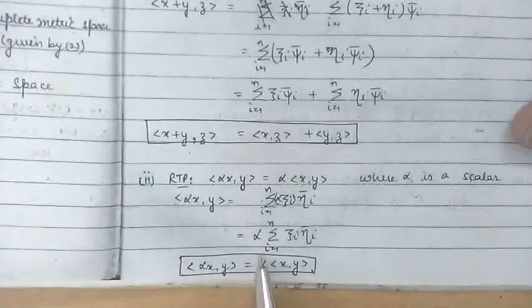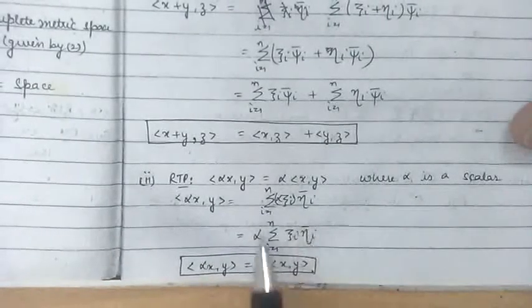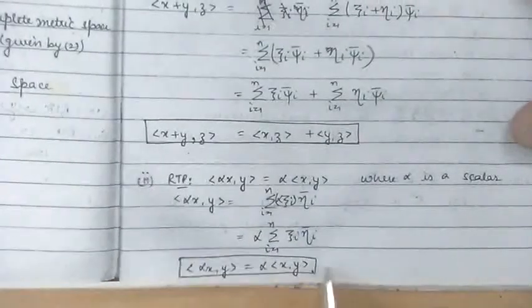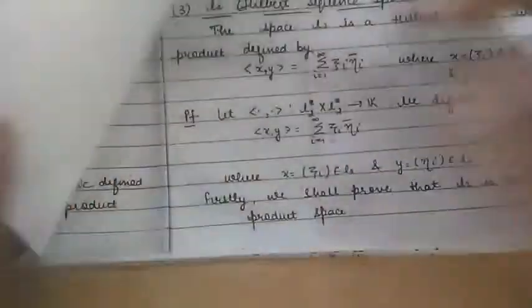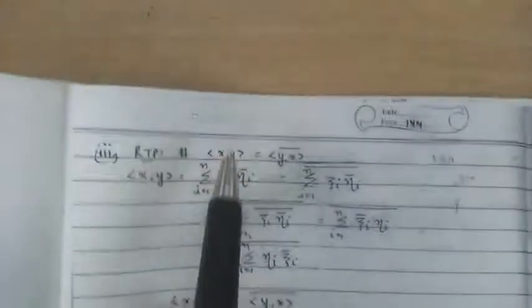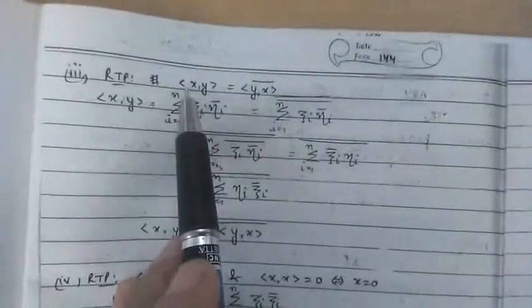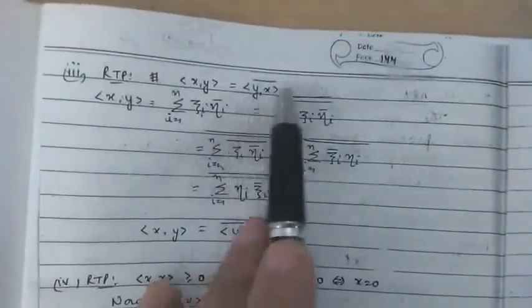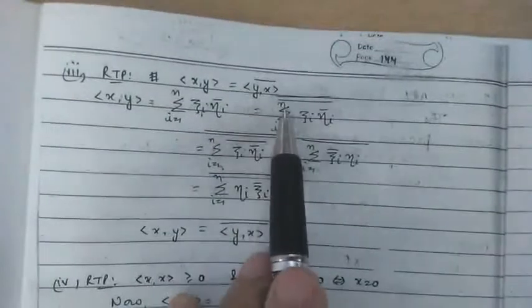Alpha can be taken outside of the summation. Inside, this will become inner product of X with Y. So we have proved the second property. Now the third property is conjugate symmetry. Inner product of X with Y is equal to the conjugate of inner product of Y with X.